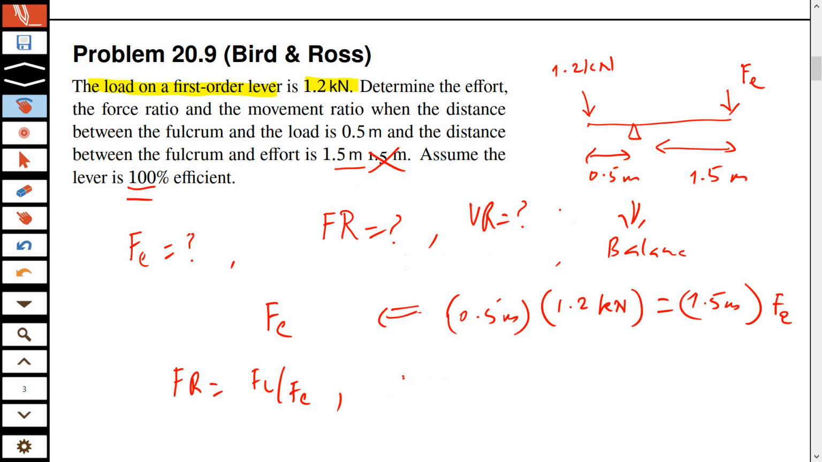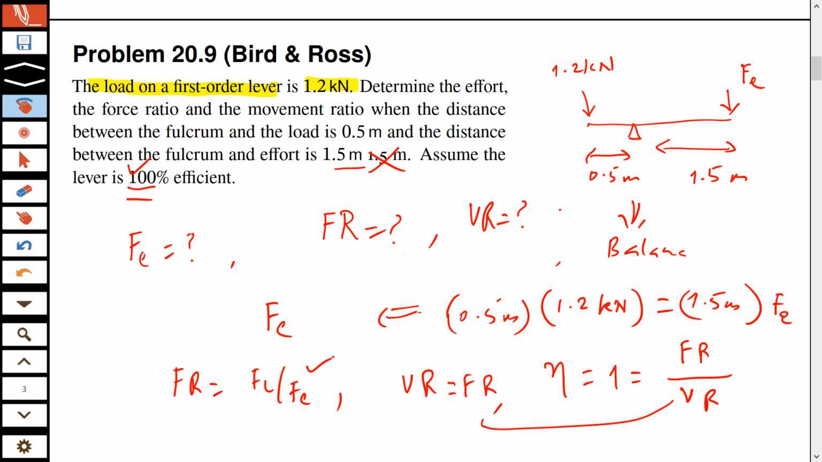And the movement ratio, which is the velocity ratio, can be calculated from the efficiency. We know the efficiency is 100%. Now efficiency, you know, is force ratio divided by velocity ratio. So if the efficiency is 1, this means that the velocity ratio must be equal to the force ratio. So whatever answer you get here will be true for VR as well. So that was very easy.